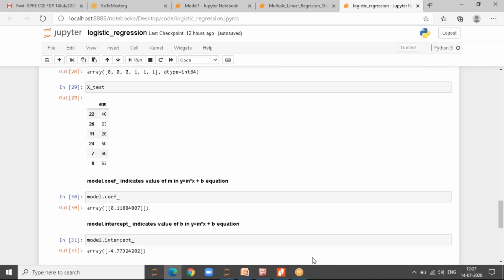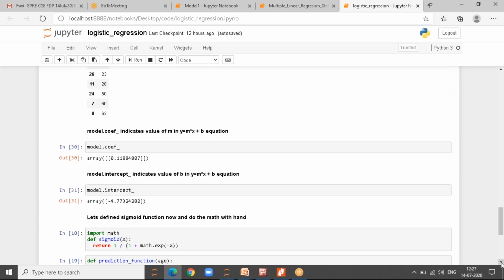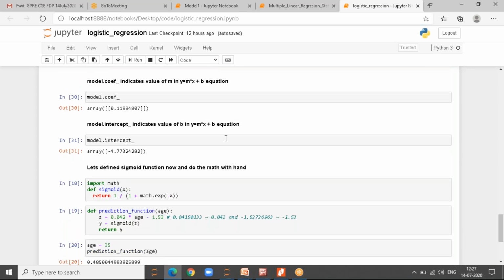And if you want to know my coefficient and intercept, it is the same thing. My regression object is nothing but model. Using model dot coefficient, I retrieve my coefficient, and through model dot intercept, I get the bias. This is how we can do it with linear regression.